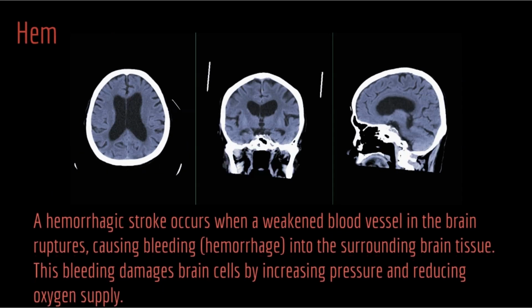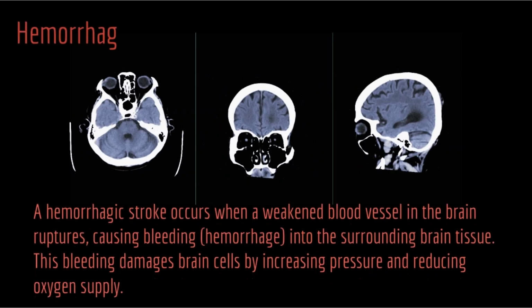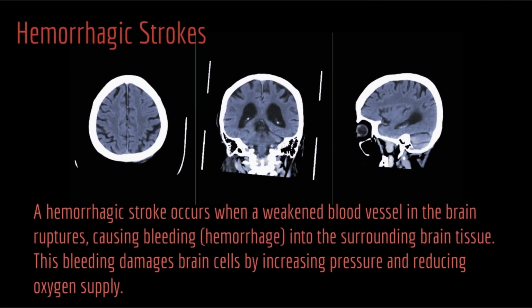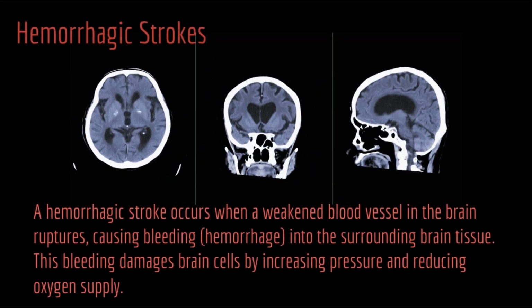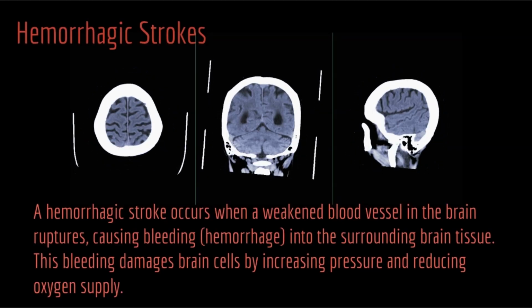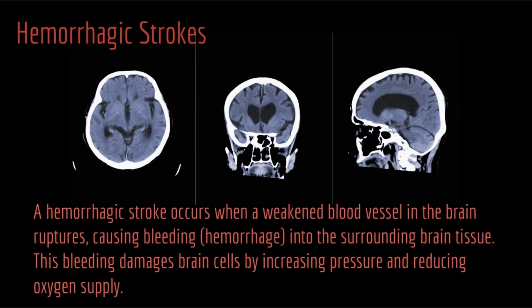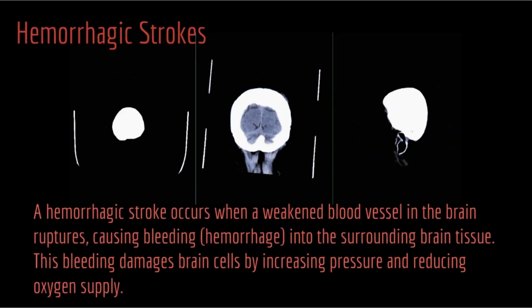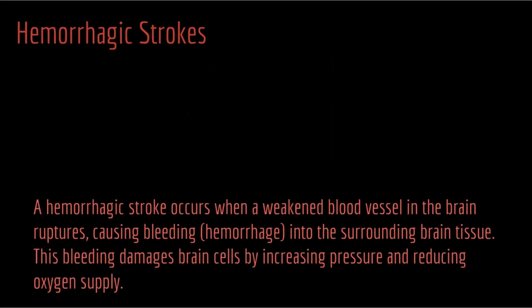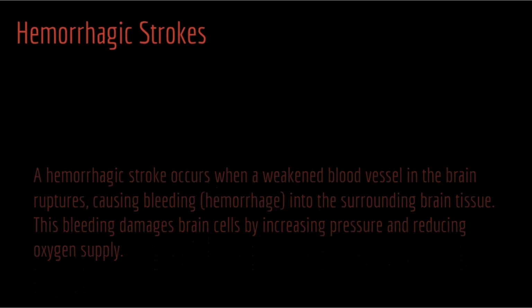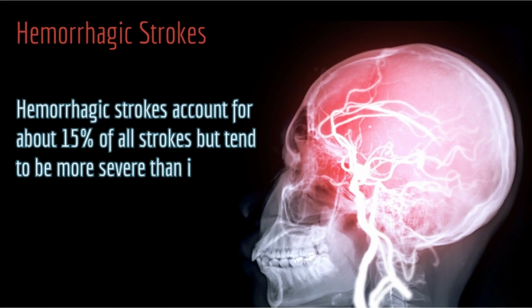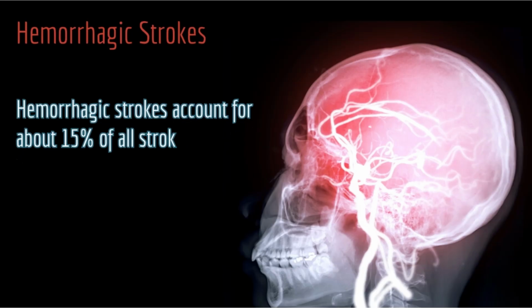Now that we've learned about ischemic strokes occurring in the brain, let's talk about the next type of stroke, the hemorrhagic stroke. A hemorrhagic stroke occurs when a weakened blood vessel in the brain ruptures, causing bleeding, also known as hemorrhage, into the surrounding brain tissue. This bleeding damages brain cells by increasing pressure and reducing oxygen supply. Hemorrhagic strokes account for about 15% of all strokes, but tend to be more severe than an ischemic stroke.